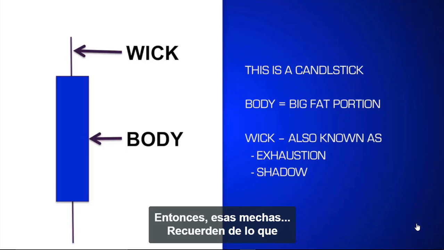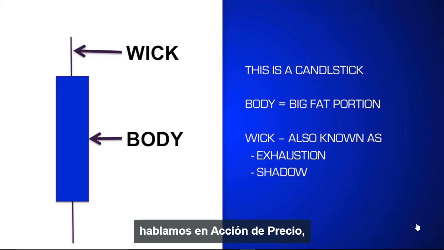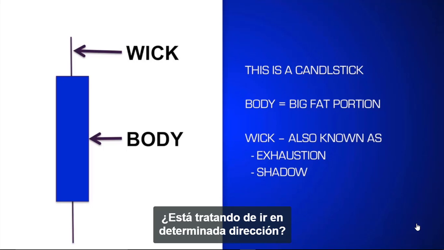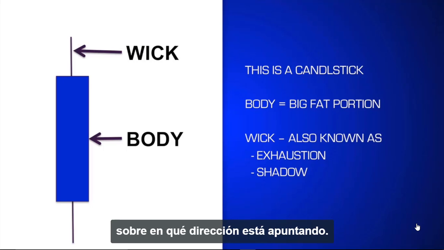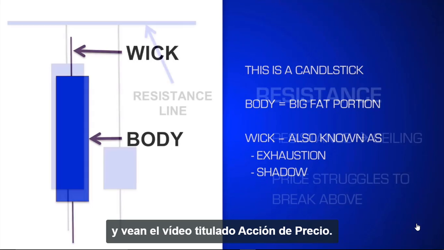All right. So those wicks, remember, we talked in price action, they tell us a lot of information of what the market is indicating. Is it trying to go in a certain direction? It gives you a lot of information about which direction it's looking at going. Okay. You remember that we talked about the OHLC chart. That's something that you want to make sure you recall. So if you do not remember, please go back and watch the video titled Price Action.